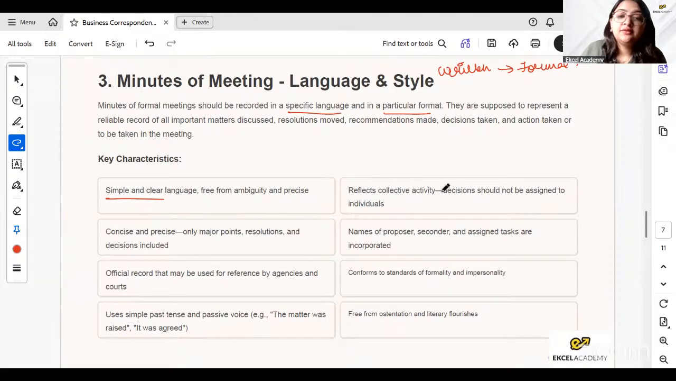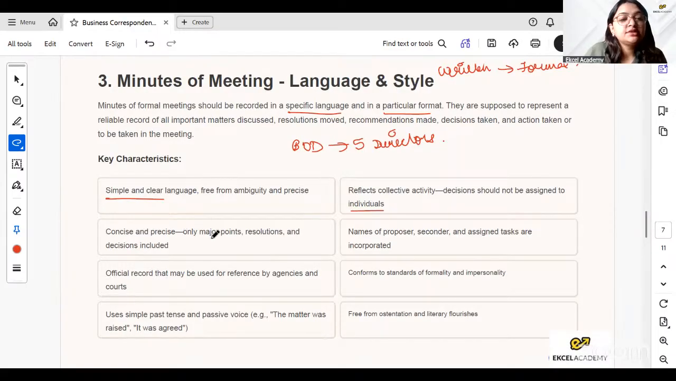Reflects collective activities, that is, decisions should not be assigned to individuals, right? Let's say your board of directors has 5 directors. Okay, you should not tell that Mr. A decided this. You should tell that the board of directors decided it, right? You are writing the minutes in a collective manner, not in an individualistic manner, right?